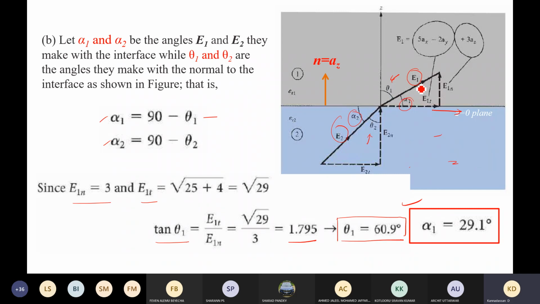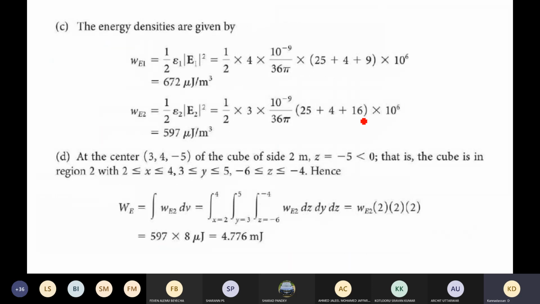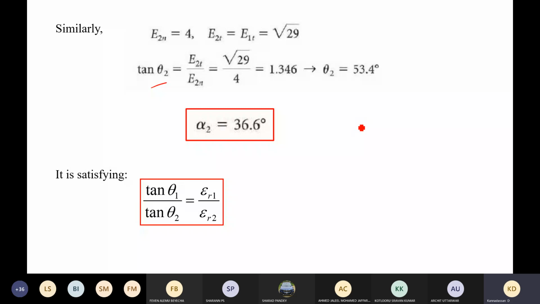Otherwise, if you know the magnitude of E1 and the magnitude of the normal component, you can take the ratio there. You can directly get the tan itself. Sorry, cos theta 1, cos theta 2 will come. That also you can do; that is up to you. So by this way, we can easily get theta 2, and theta 1 is not equal to theta 2.